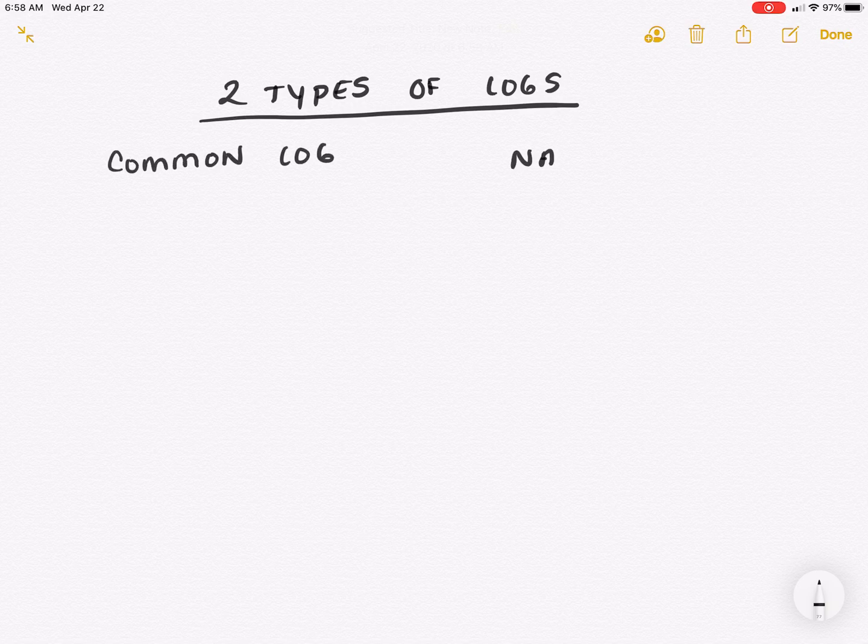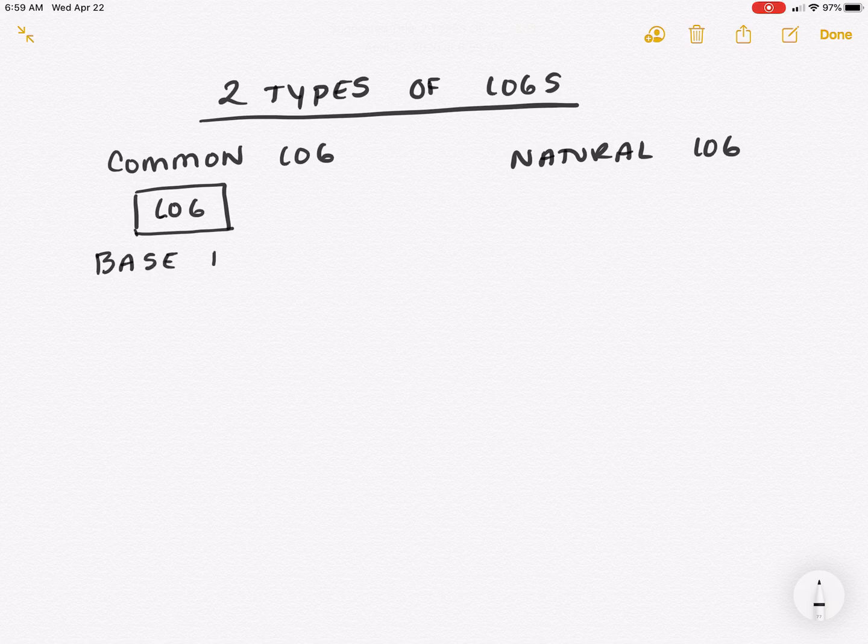And there's what is called a natural log. And a common log is the log button in the calculator. That is what you can use a common log for, okay? Common logs have base 10. Base 10 logs is what we call a common log. And it's called a common log because it is most commonly used.